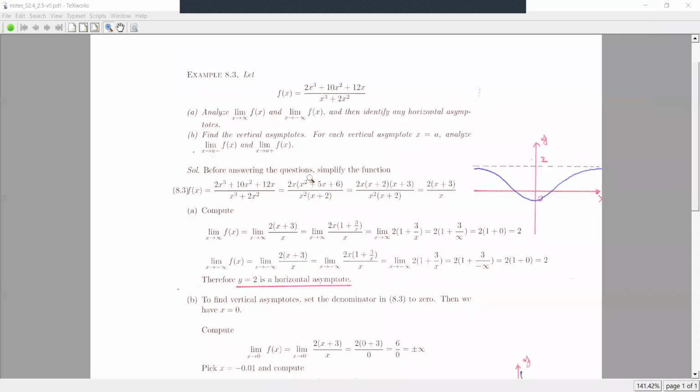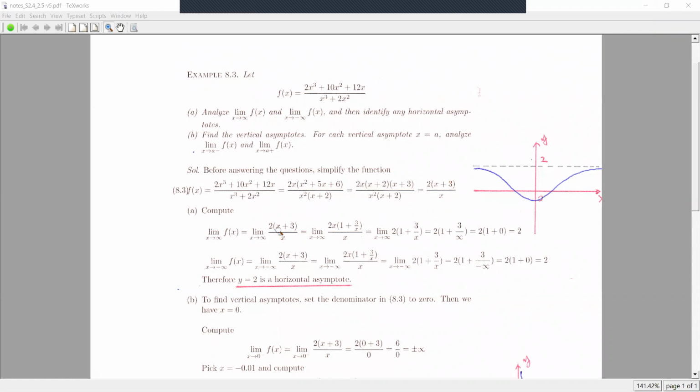Before answering the questions in part A and part B, I simplify the function. By factorization, the function f is this function. Cancel the factor x and the factor x plus 2. Then the function f is this function. Now, part A. Compute the limit at positive infinity. The function f now is this function.